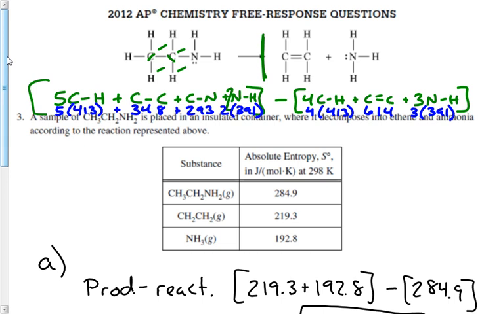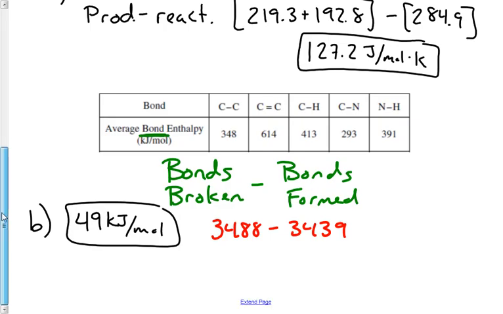C, based on your answer to part B, predict whether the temperature of the contents of the insulated container will increase, decrease, or remain the same as the reaction proceeds. Justify your prediction. And I think that some of you are going to get this wrong.